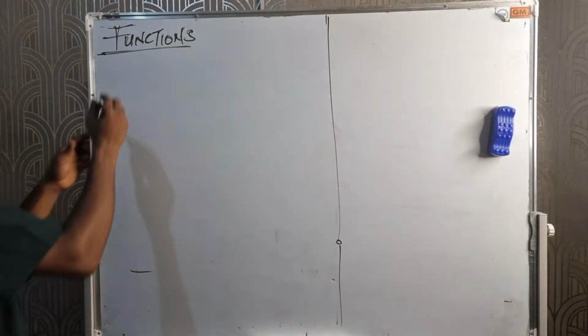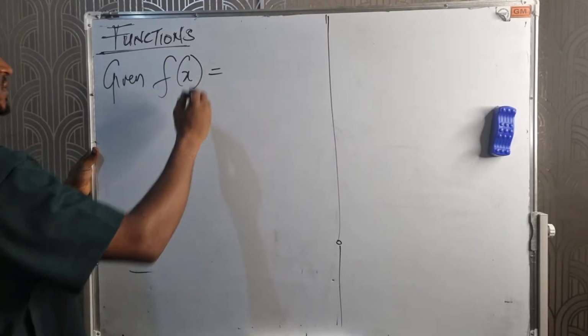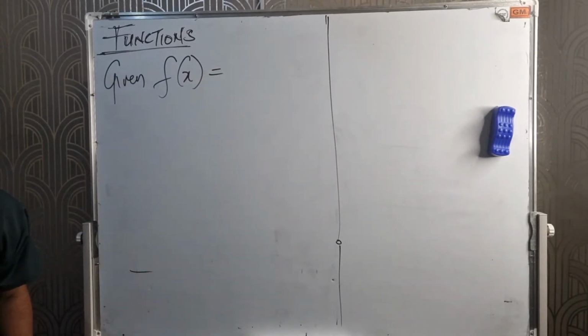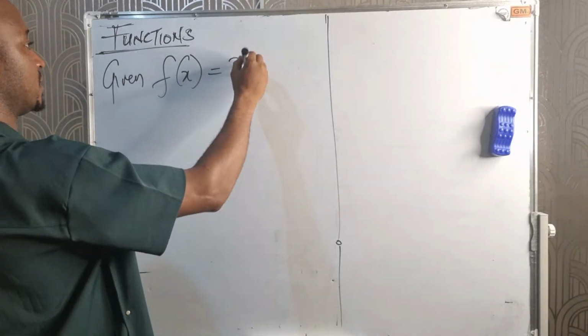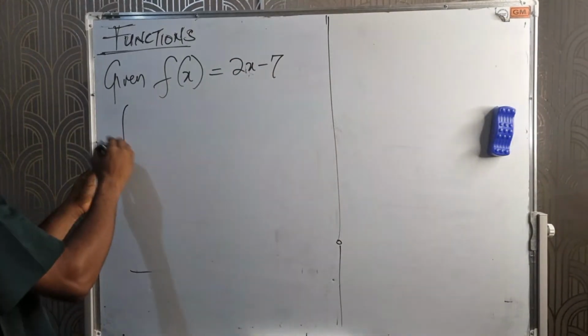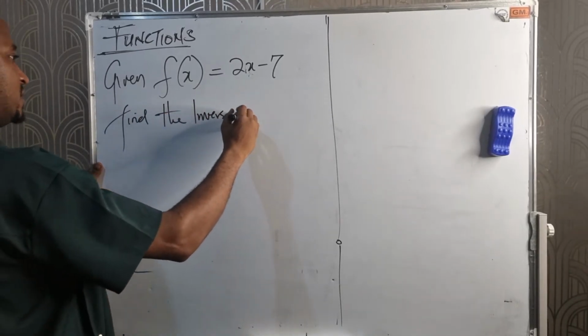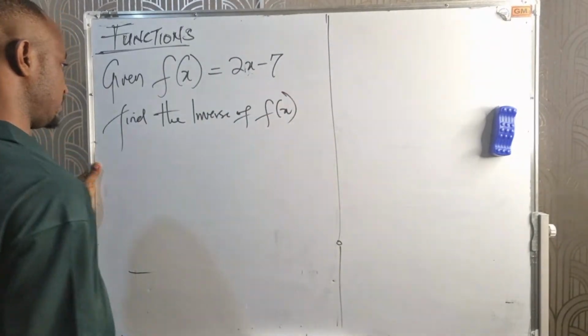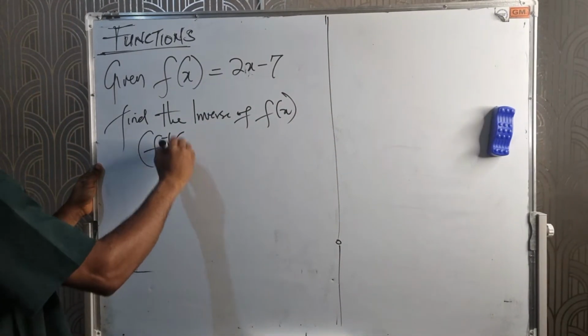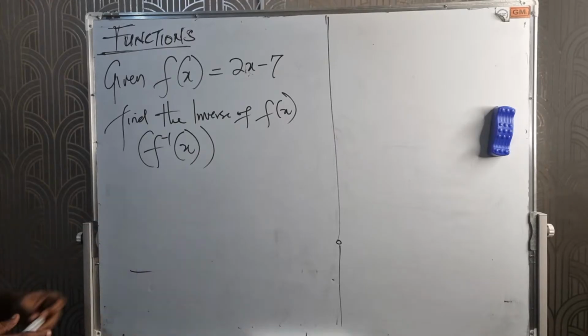All right. If we are given f of x is equal to, let me get a function I can work with, 2x minus 7. We are to find the inverse of this. Find the inverse of f of x also means find f inverse of x.